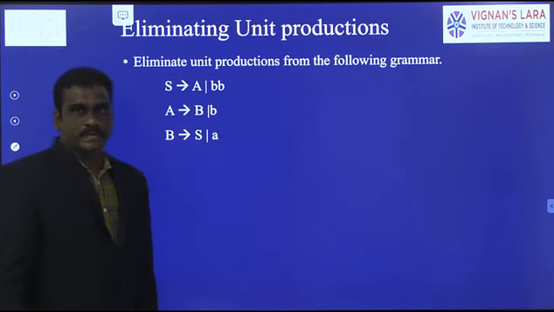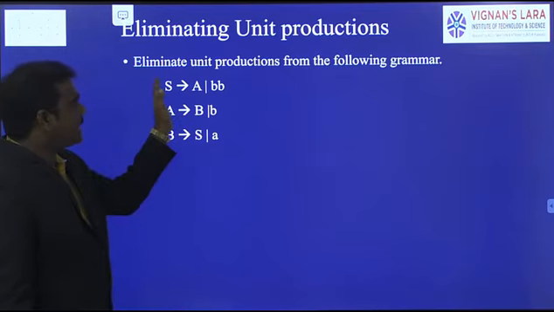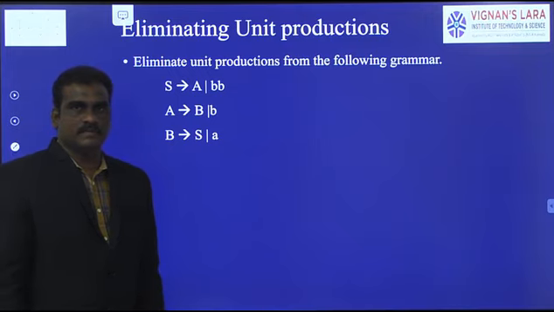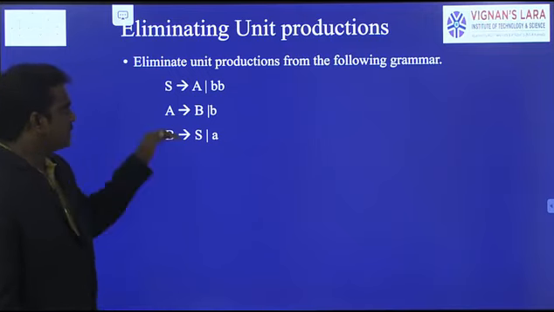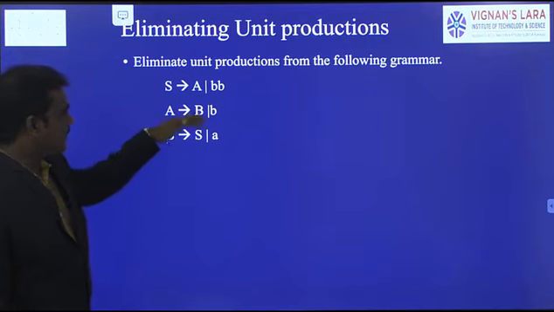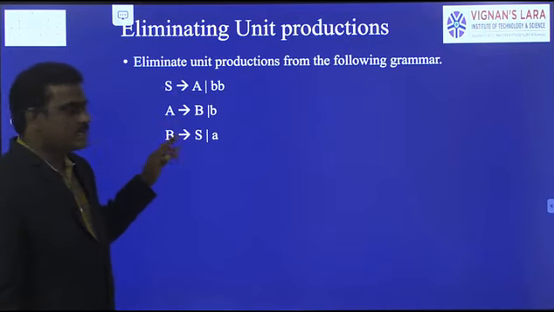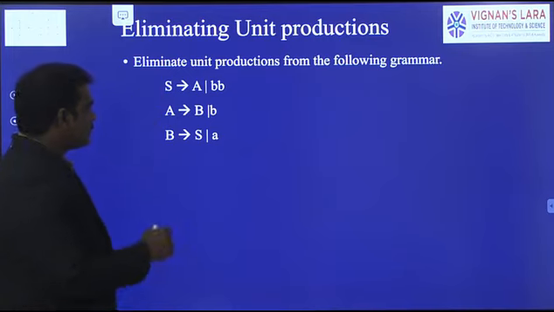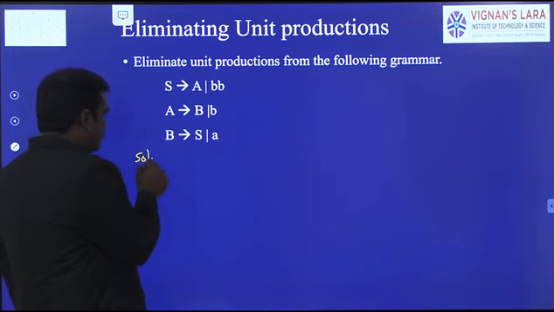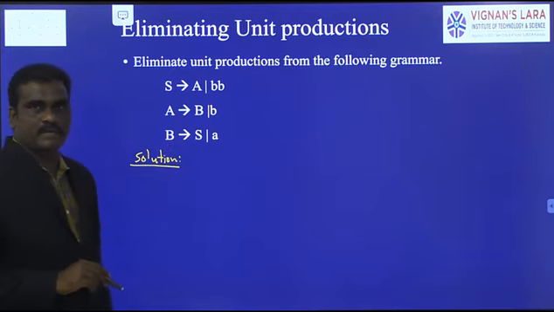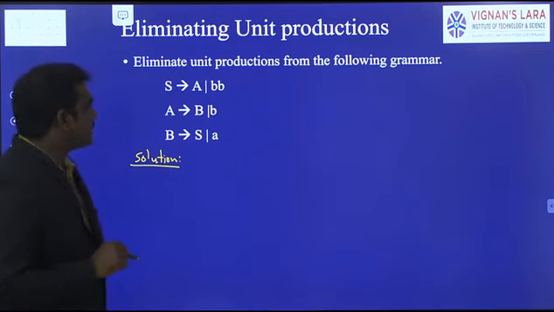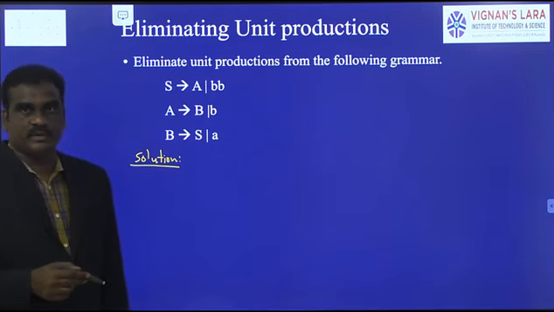Now this is the example problem. Eliminate unit productions from the following grammar. So this is the given grammar. The grammar contains 3 productions: S, A, B. The first step is to check whether the given grammar contains any unit productions or not. Here the given grammar contains a total of 3 unit productions.